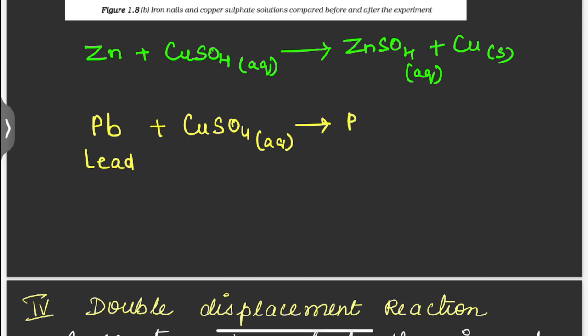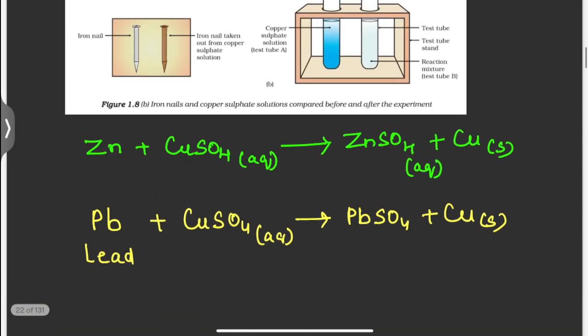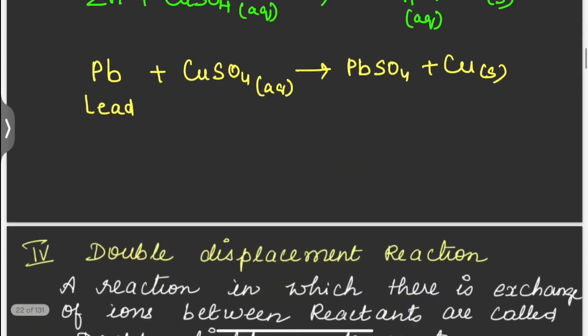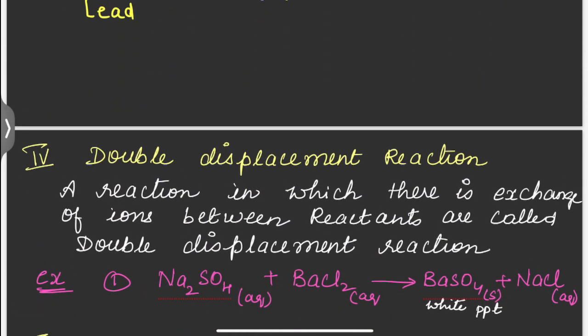So here you will be writing lead sulfate plus copper solid will be displaced. In place of copper you will have to write lead. So lead sulfate is formed. So this is about displacement reaction. Is that clear? Next we will study about double displacement reaction, which is very simple.